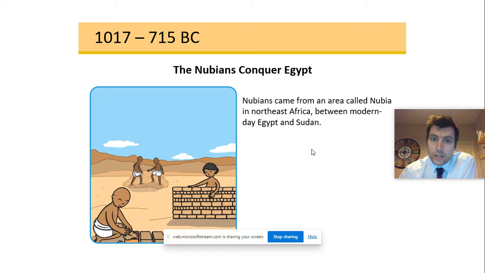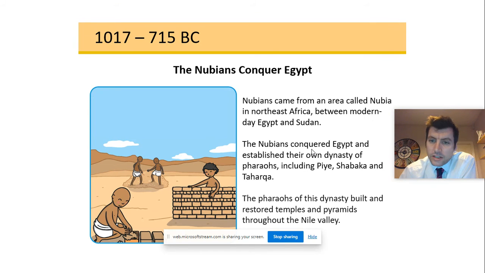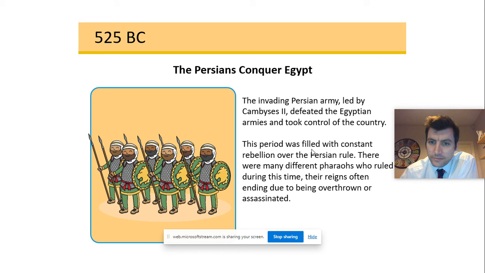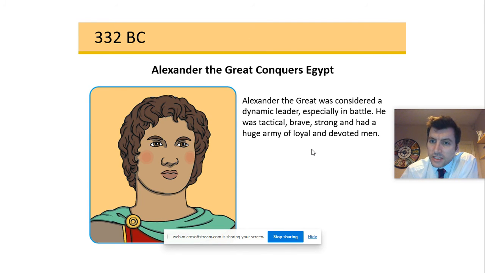Eventually, Egypt was conquered by the Nubians, okay, and they came from an area of Africa which is now somewhere between Egypt and Sudan. Okay, and lots of the people and the culture of the Nubians remain. Then, eventually, the people from the area now known as Iran, Persia, led by Cambyses II, defeated the Egyptian armies and took over. Because of the power of Egypt, people wanted to take over control. There was then a Greek leader called Alexander the Great who took over. So lots of people took over, but the empire remained. Okay?